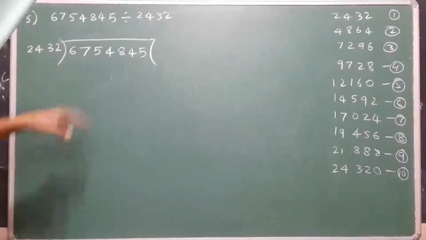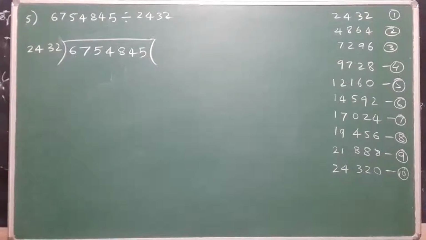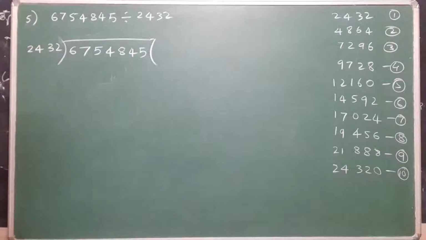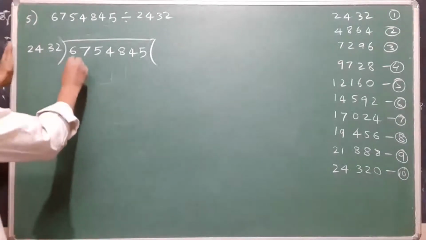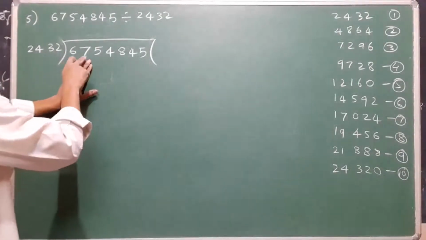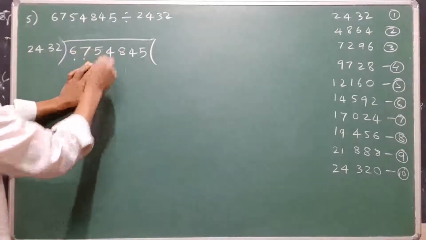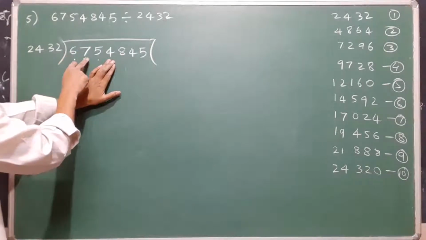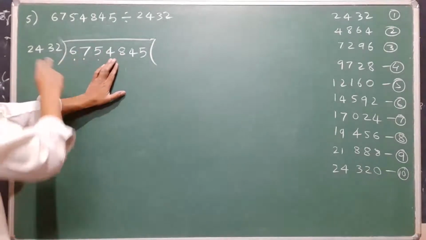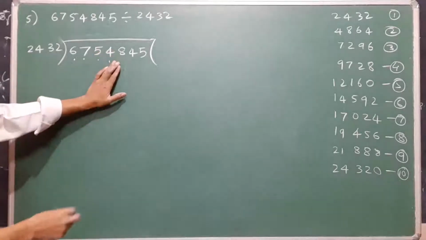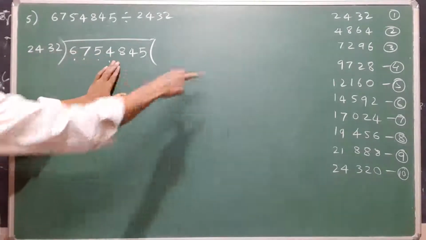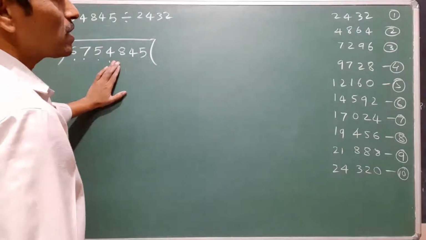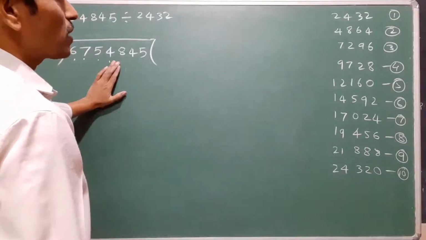Now we'll divide 6754845 by 2432. This is the table of 2432. Now we start dividing. 6 is not there in this table, 67 is not there, 675 is also less than this. So take next, 6754, which is greater than this. We will search for 6754 in this table. 6754 is not there. Less than 6754 is 4864, which is there.